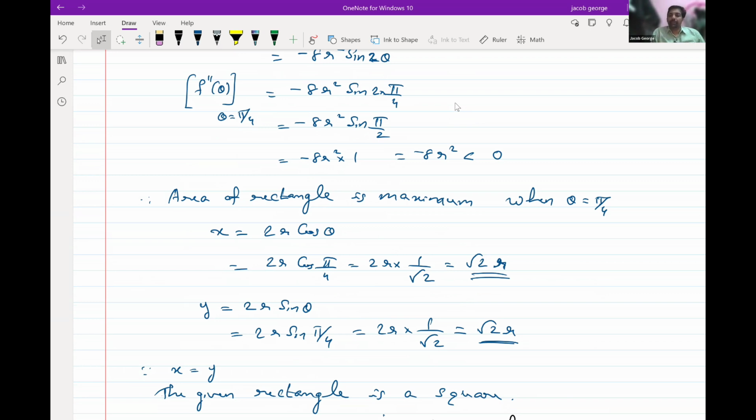Which means x and y are equal. So the given rectangle is a square.